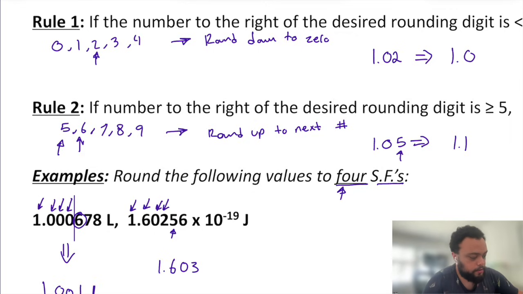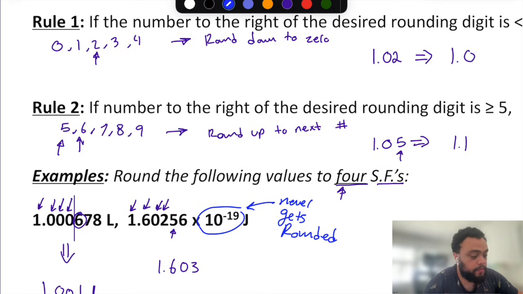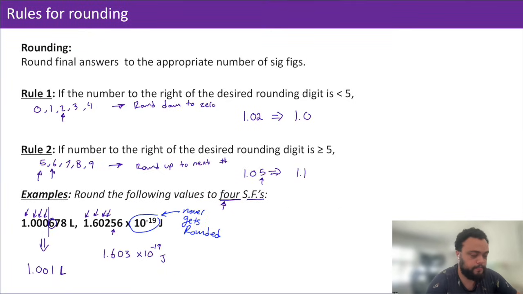Now, you might notice that there is a 10 to the 19th. This never gets rounded. We don't ever round that. That's going to stick with it. It's basically just a multiplier. It's just something to multiply that number by to get you the actual number without having to write out all those zeros. So that is going to end up being 10 to the negative 19th joules, which is what that J stands for. It's a measurement of energy.